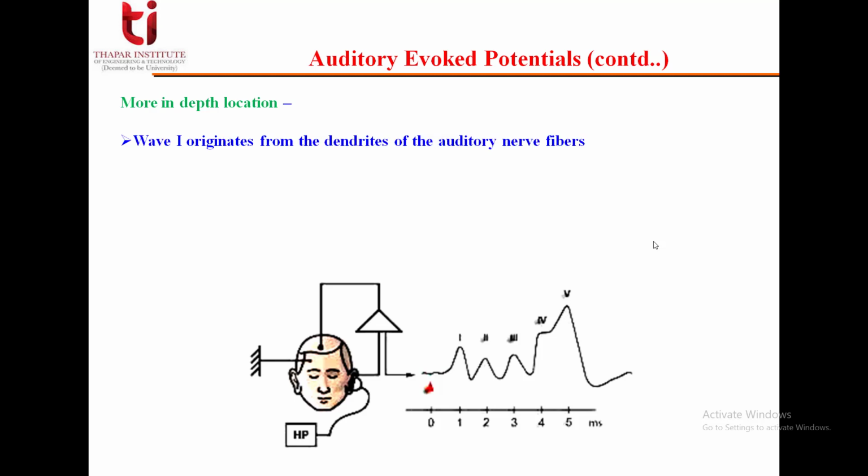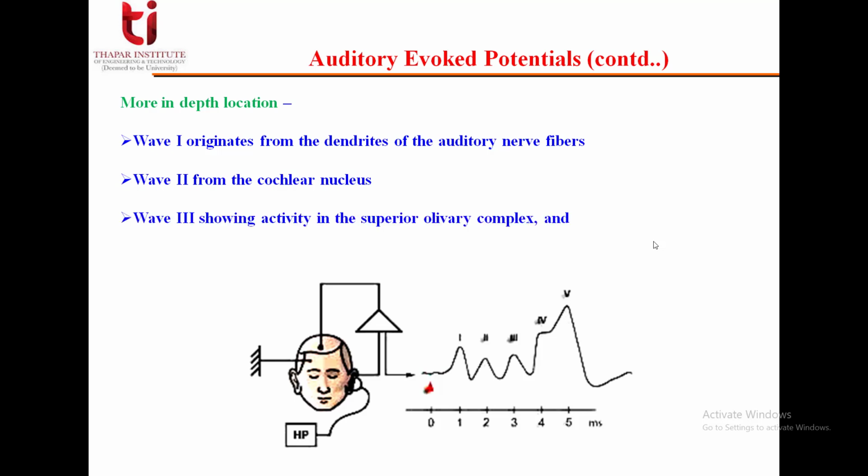So wave 1 originates from the dendrites of the auditory nerve fibers. Wave 2 originates from the cochlear nucleus. Wave 3 shows the activity in the superior olivary complex. And waves 4 and 5 are associated with the lateral lemniscus.